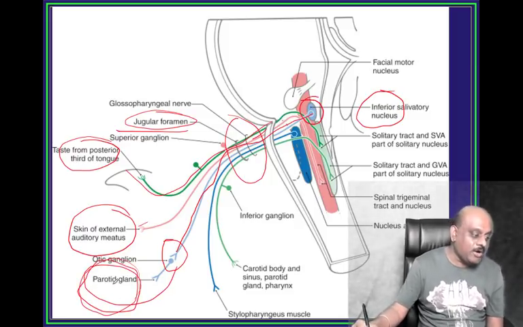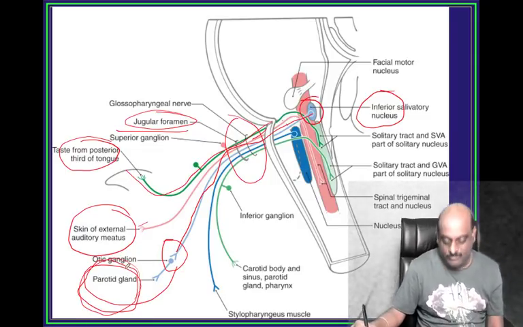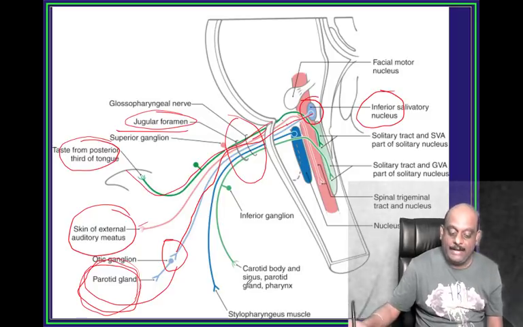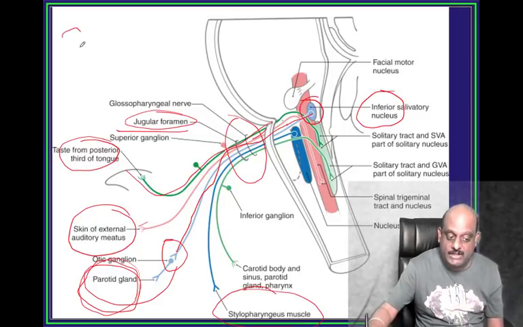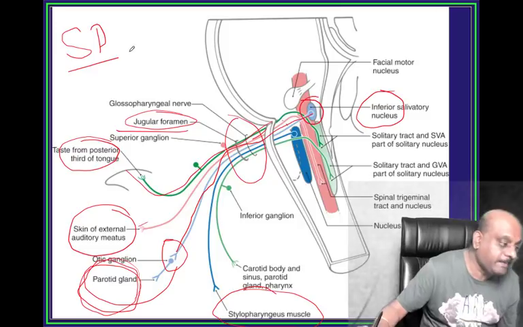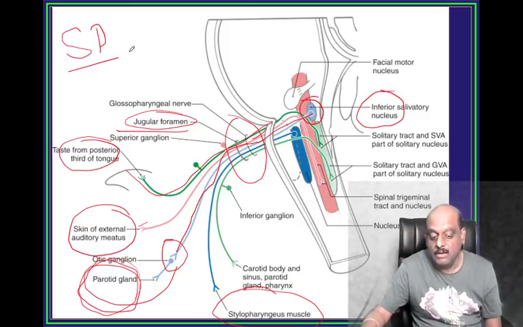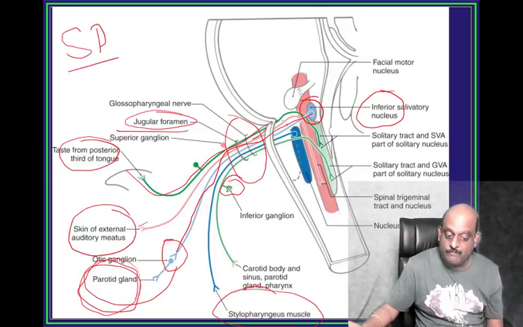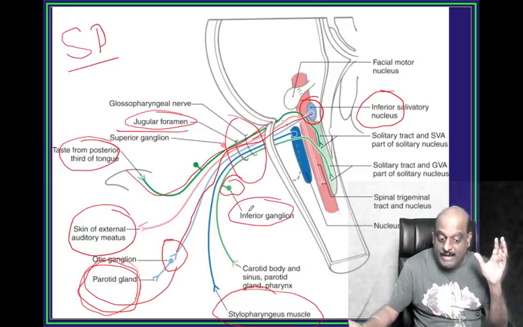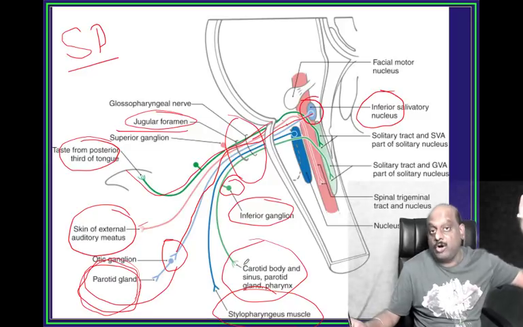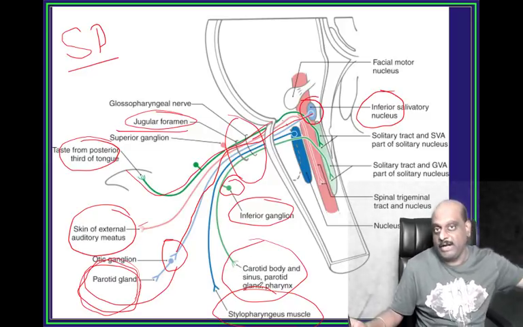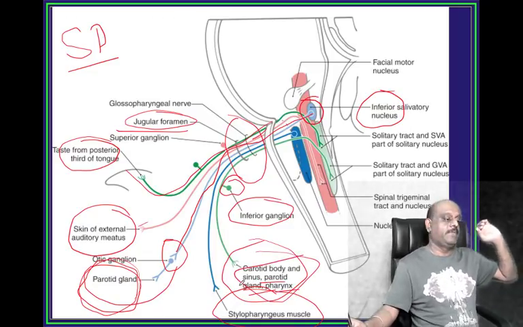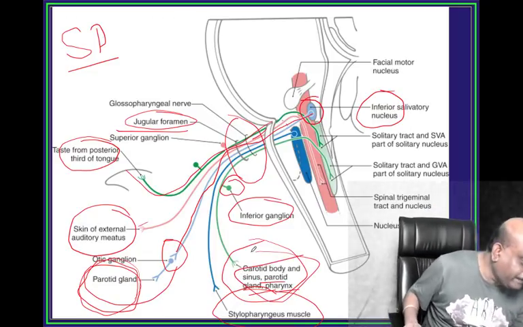So parotid gland ko kaun supply karega? Glossopharyngeal. Then typically stylopharyngeus is supplied by glossopharyngeal. That's what you need to remember. Then glossopharyngeal fibers will go to inferior ganglion, and they supply carotid body, carotid sinus, parotid gland and pharynx. That is what you should ultimately remember.